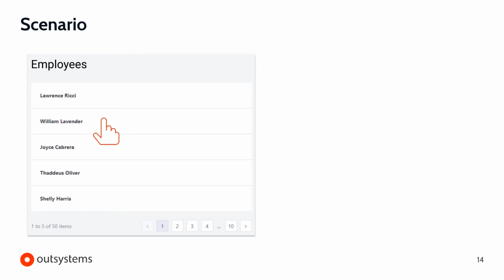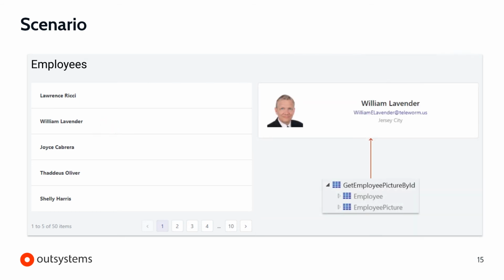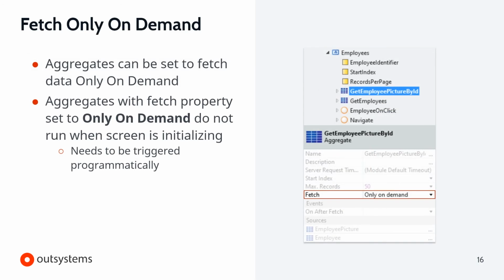Now we can click on an employee and see his or her details, which are fetched on the getEmployee picture by ID aggregate. In this scenario, the getEmployee picture by ID aggregate depends on the employee selected from the list, so it is not necessary or even productive to fetch this data at start when the screen is initializing. This brings us to the second option on the fetch property, only on demand.